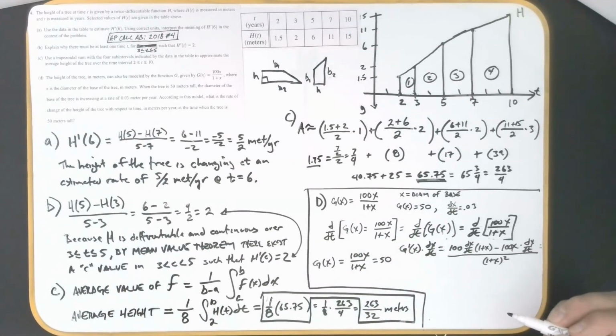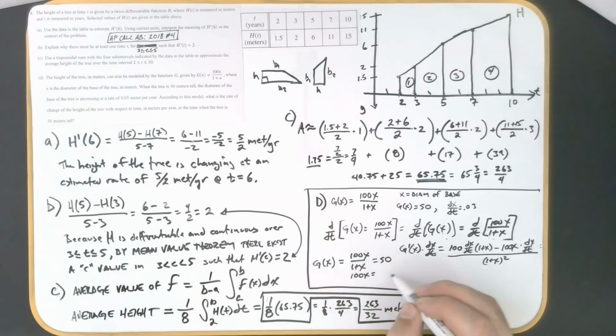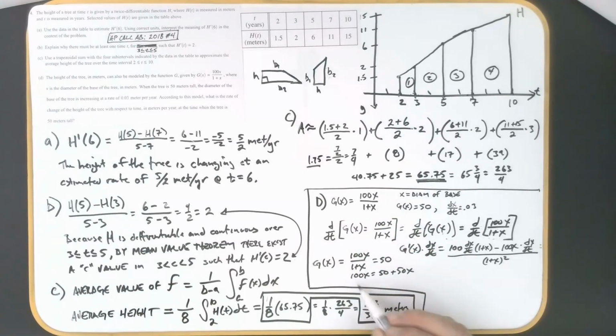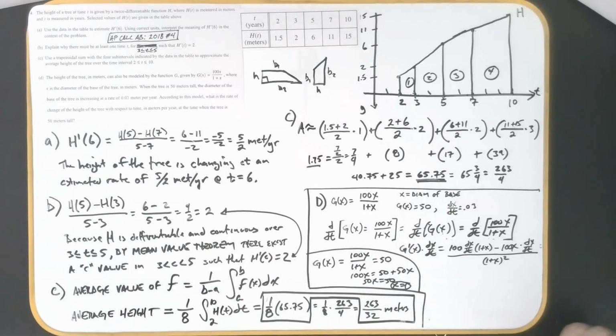So what you have to do is solve for x. Okay? So if you want to solve for x here, you could multiply both sides by the denominator here, and you would get 100x is equal to 50 plus 50x. Subtract the 50x over, and you get 50x is equal to 50, and you would get x is equal to 1. This little added piece right here, this is what a lot of students missed.